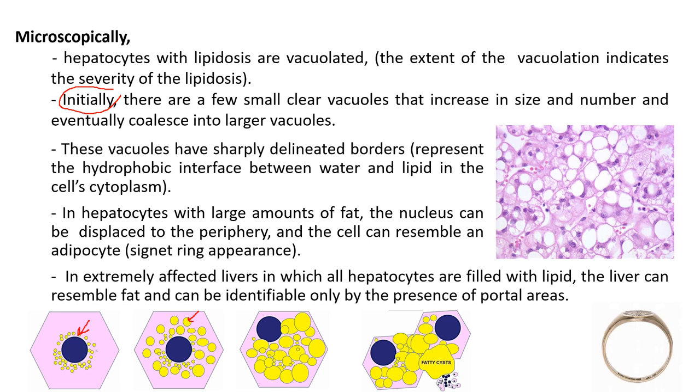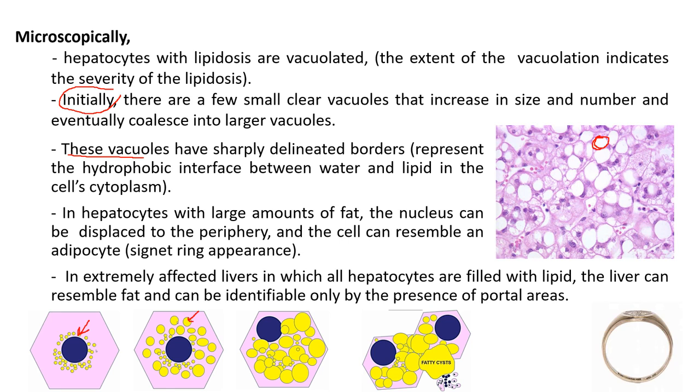These vacuoles have sharply delineated borders. You can identify the border because it's very clear. You can tell the end of the fat is very clear, so you can tell this is the fat and this is the rim of cytoplasm of the hepatocytes.